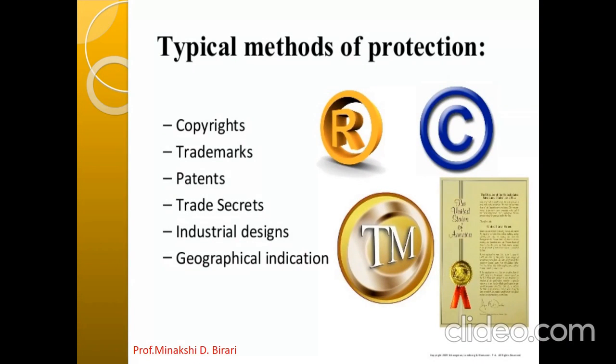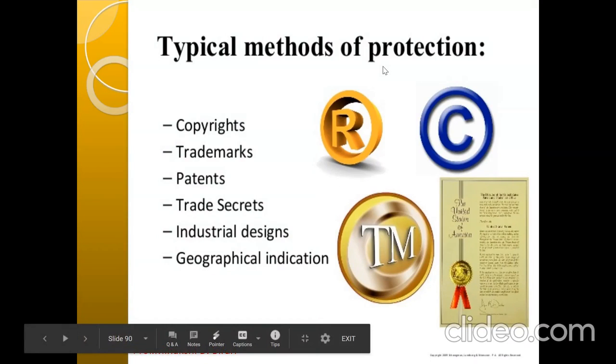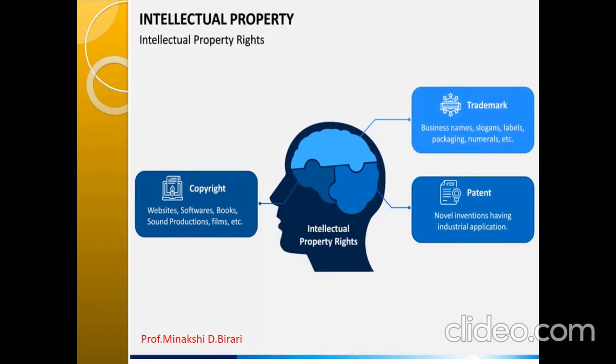As we know, IP rights can be further classified into following groups. These are copyrights, trademarks, patents, trade secrets, industrial designs and geographical indication. So these are the typical methods of protection. We will study first three types in detail. Already in previous lectures, we have discussed about copyright and trademarks in detail. Now, in today's lecture, I am going to discuss about one of the intellectual property right, that is patent.